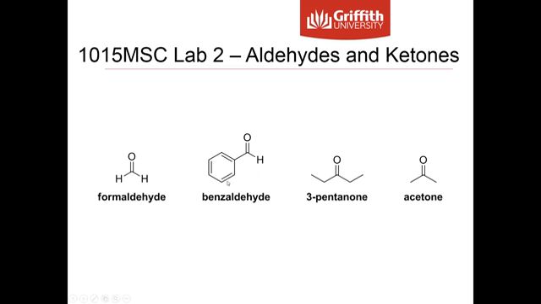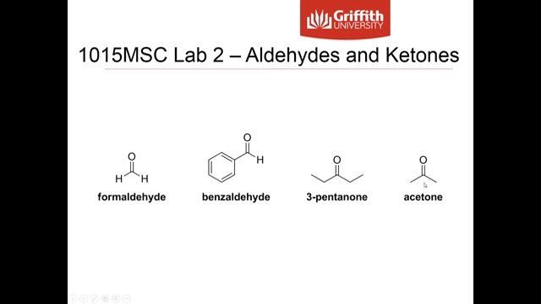This is an aromatic aldehyde, so it has this aromatic ring or benzene ring here. The next one, 3-pentanone: pent, it's got 5 carbons, 1, 2, 3, 4, 5, and this ketone group here is on carbon number 3. So that's a ketone, but it's not a methyl ketone. It doesn't have just 1 carbon at the end. These are ethyl groups here with 2 carbons.